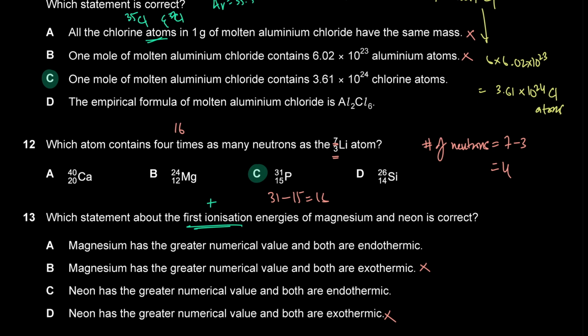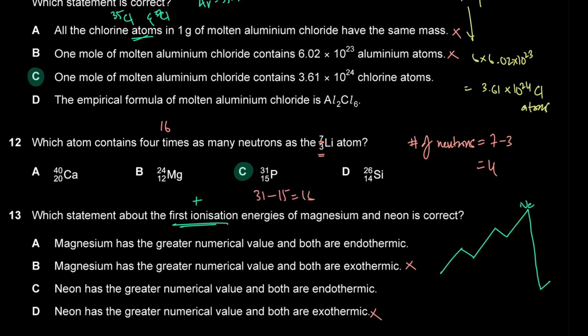To give you guys an idea of what that looks like, right? What we have is increase in ionization energy across the period. Okay, neon will be somewhere here, and then you're going to see a sharp decrease to sodium. And then you're going to see magnesium somewhere over here. So magnesium will be much lower than neon. So neon has the greater numerical value.